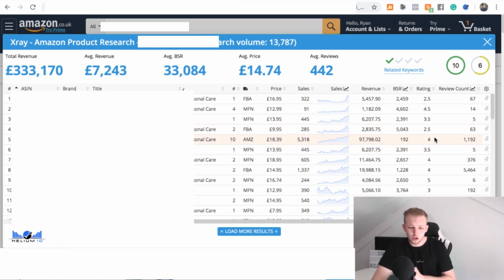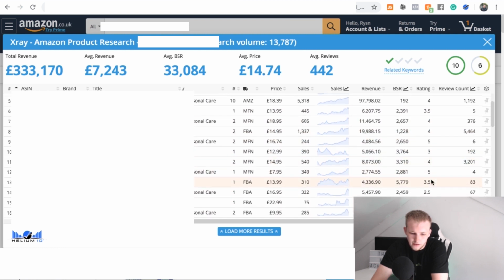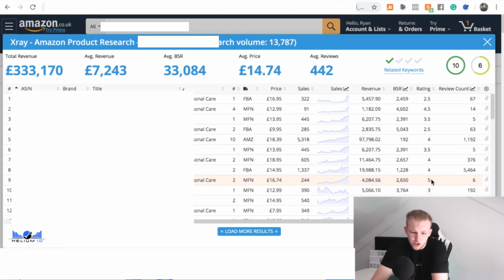So moving across to the ratings, is there anywhere we can improve this product? There's a bunch of 4-star ratings here, some 3 stars, 4s, 2 5s. So there's definitely quite a few low ratings here, which show there could be an opportunity to improve the quality of this product.